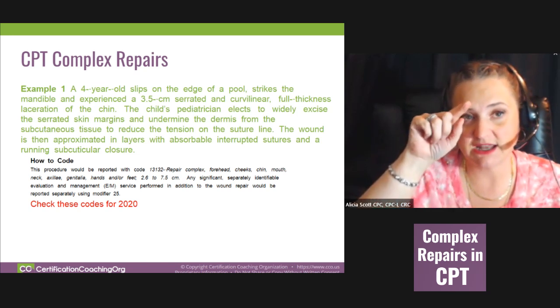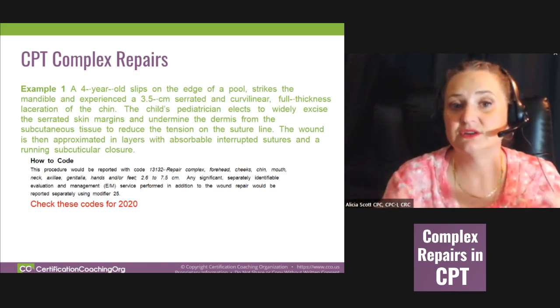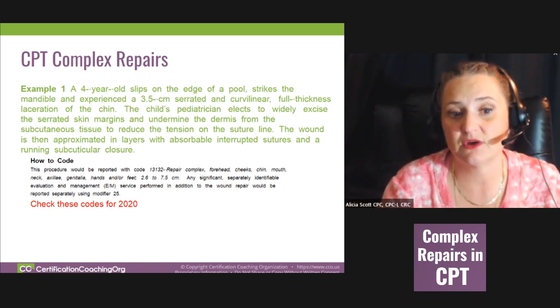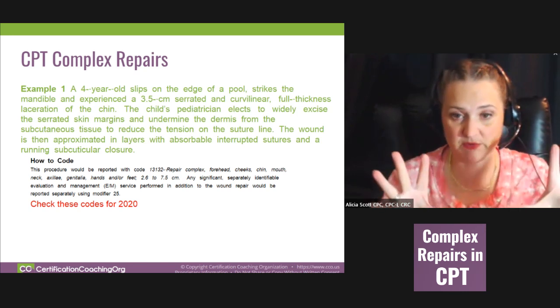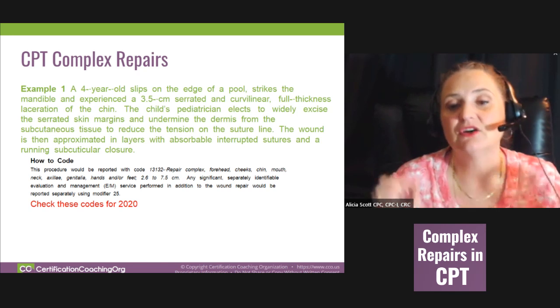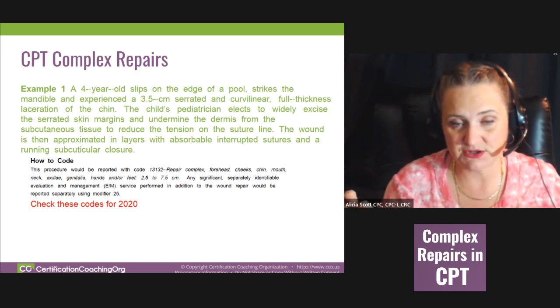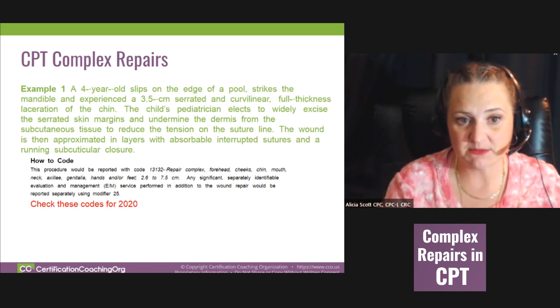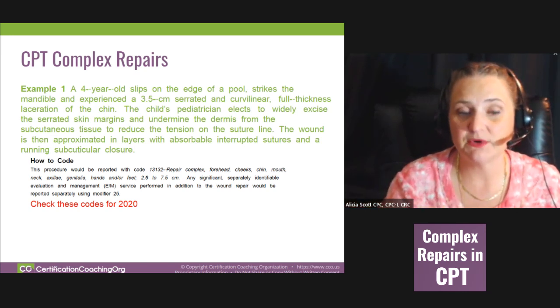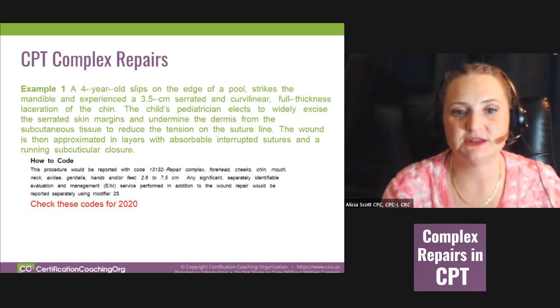Curvilinear means that it's linear and it has a curve to it. So this is not going to be something easily repaired. That should be red flags. Full thickness laceration, ding, ding, ding, full thickness. Make sure you jot that down. If you don't understand what full thickness means, that means it was deeper, and we're on the chin.